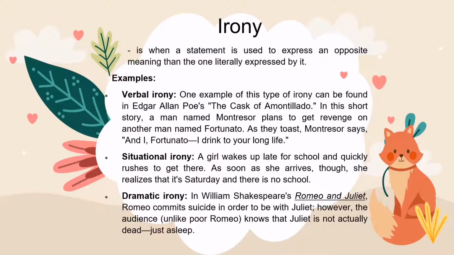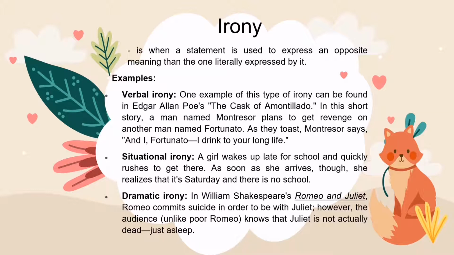Verbal is when someone says something but means the opposite, similar to sarcasm. Situational is when something happens that's the opposite of what was expected or intended to happen. Dramatic is when the audience is aware of the true intentions or outcomes while the characters are not. As a result, certain actions and or events take on different meanings for the audience than they do for the characters involved. Examples. Verbal irony.